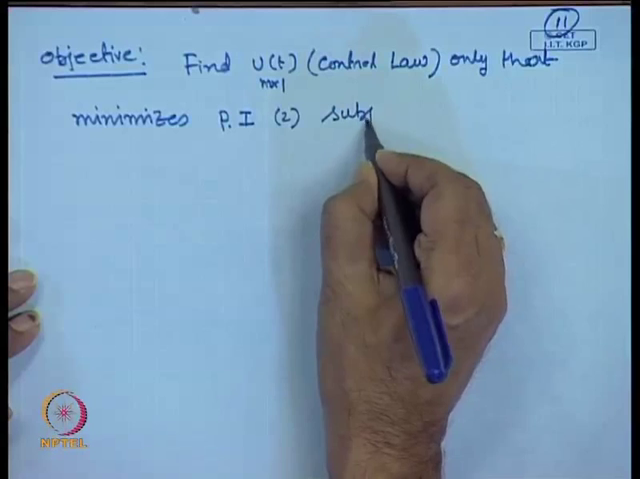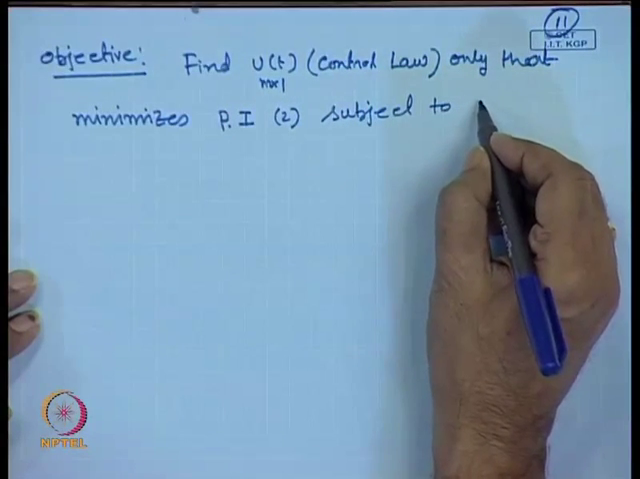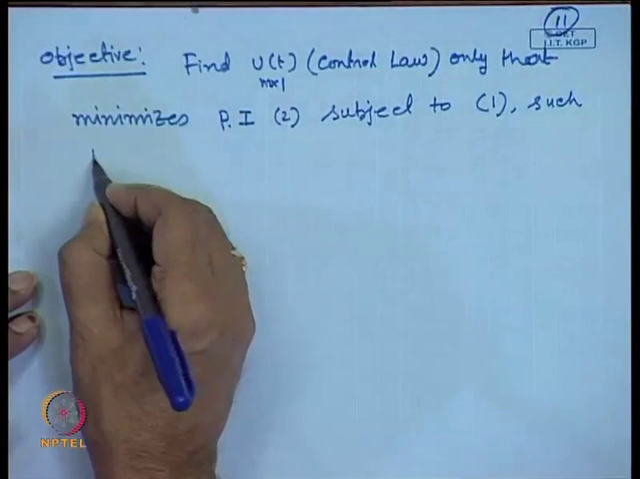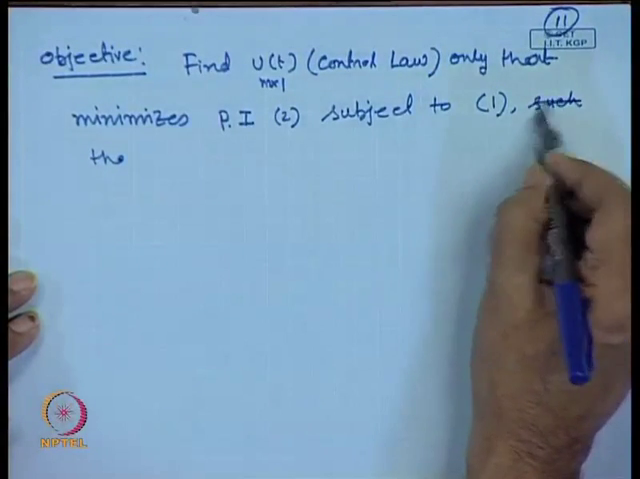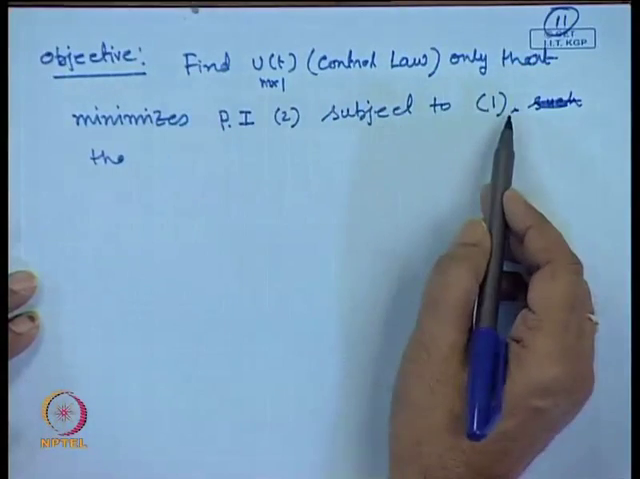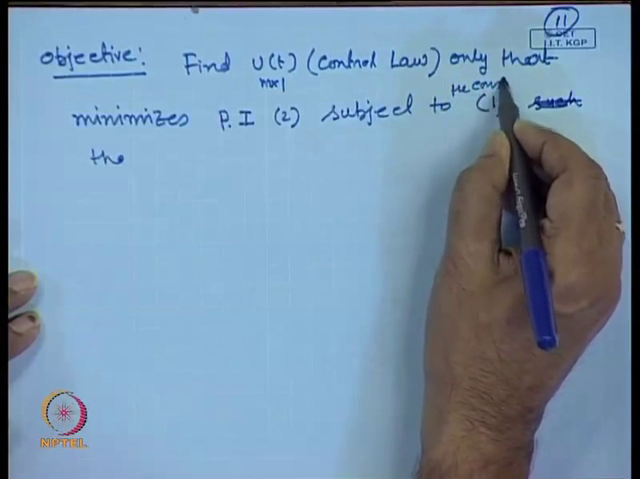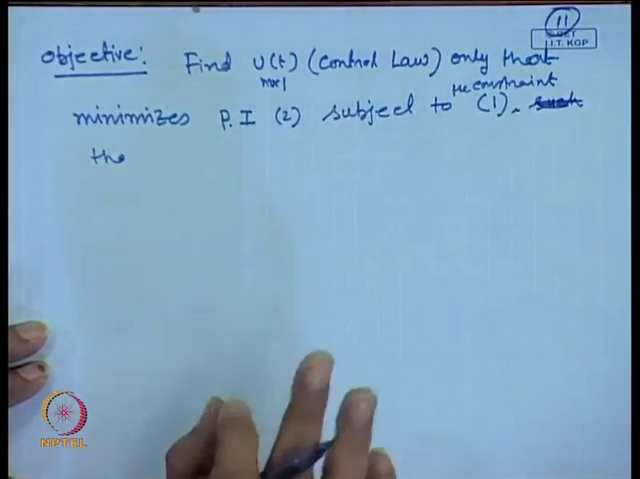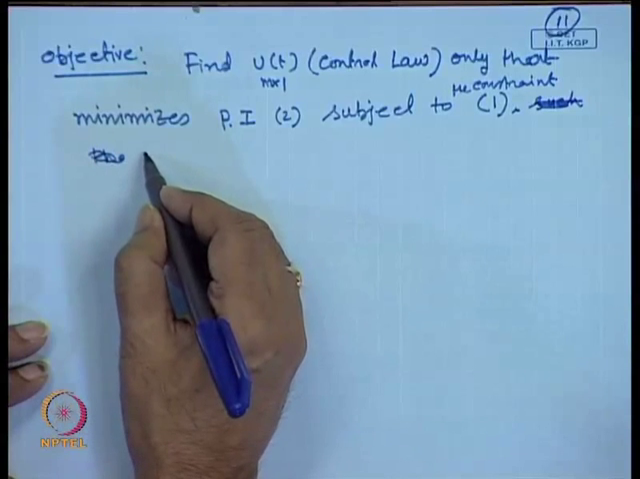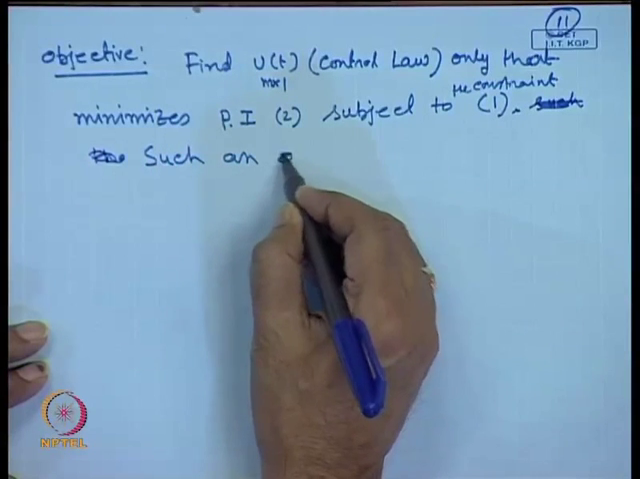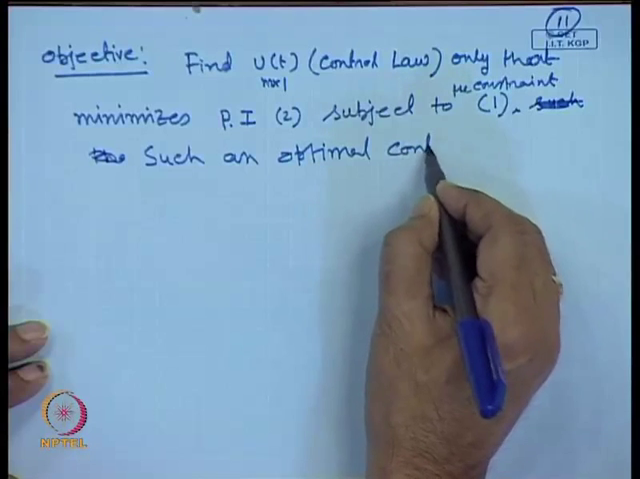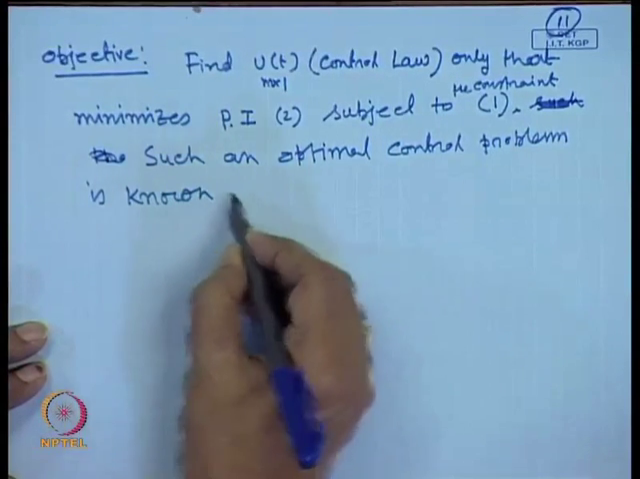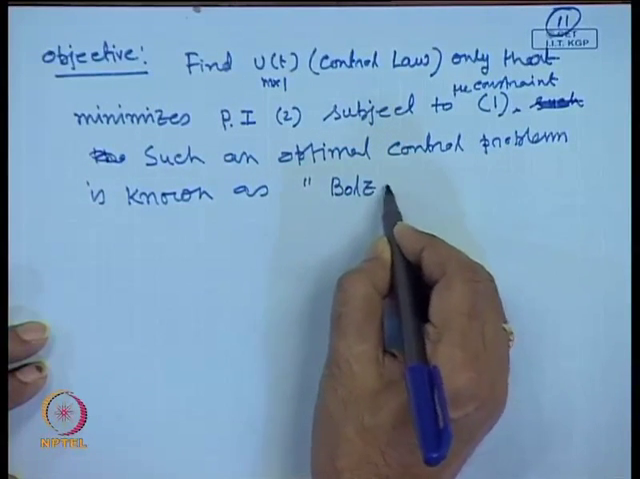That performance index 2, subject to the plant dynamics, the system dynamics, equation 1. So our problem is to find u that minimizes the performance index subject to the constraint, equation 1. That means whatever control input we generate and x is generated, this must satisfy equation number 1. This type of optimal control problem is known as the Bolza problem.